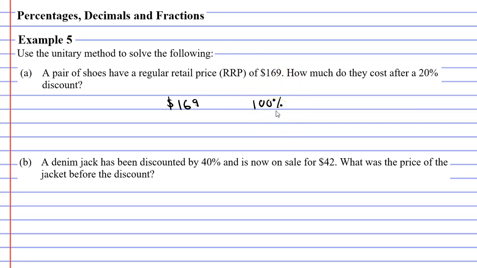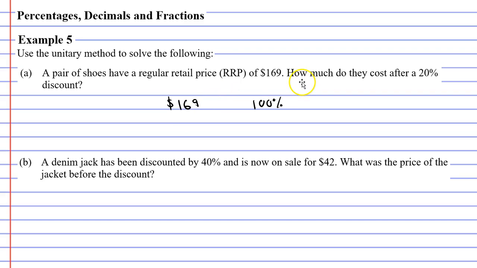If I said to you, I'm going to give you 100% of my money, that means I'm giving all the money to you. If a shop owner said to you, I want to sell you these shoes, and I want you to give me 100% of the money that these shoes are valued at, well, you'd be giving them $169. There would be no discount.